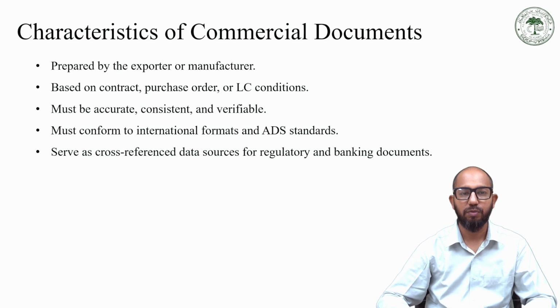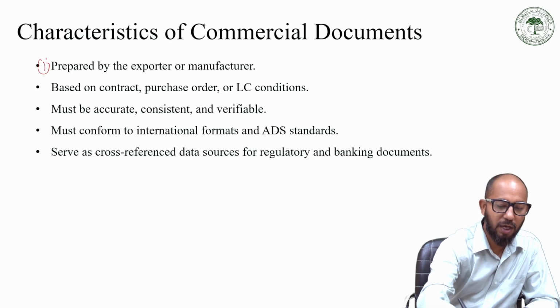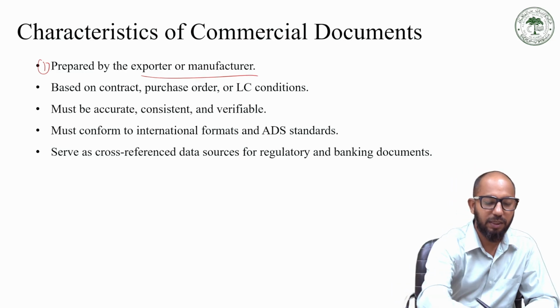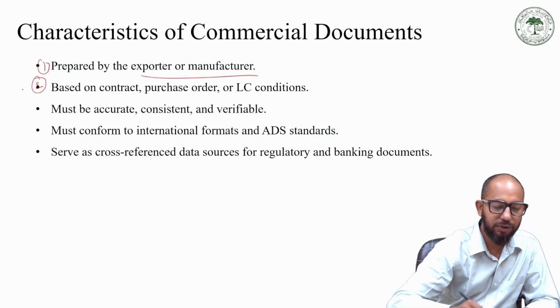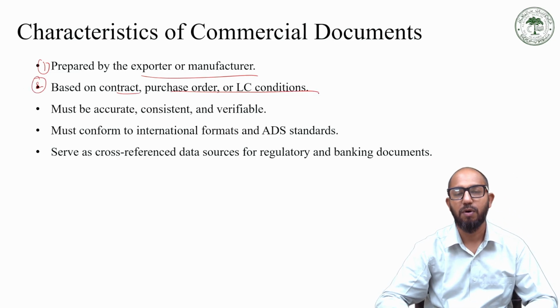Let us now try to discuss the characteristics of commercial documents. The first characteristic is that commercial documents are prepared by the exporter or manufacturer. Thus, it reflects the position of the exporter and therefore the buyer has to check whether they are correct or not. The second characteristic is that commercial documents are based on contract, purchase order, or letter of credit condition.